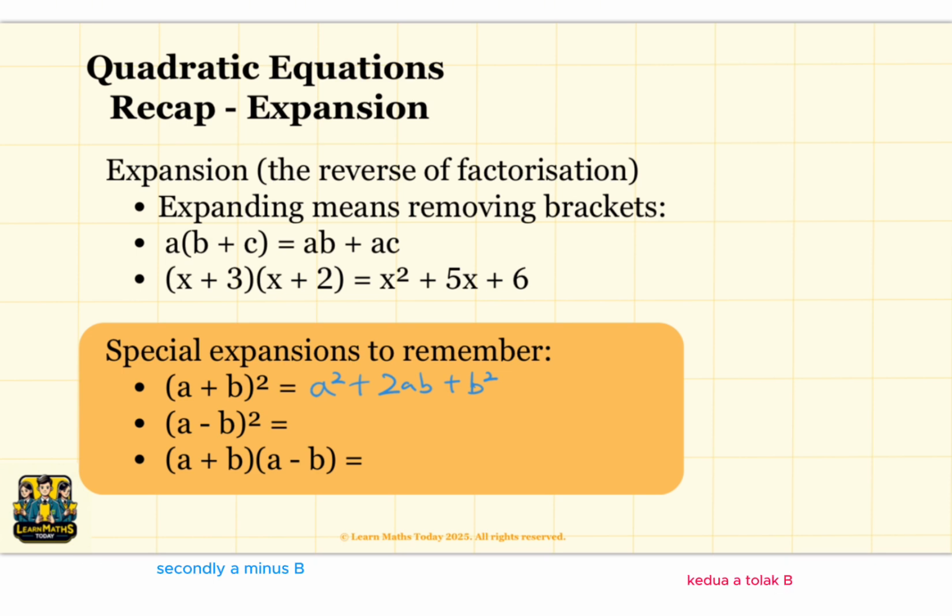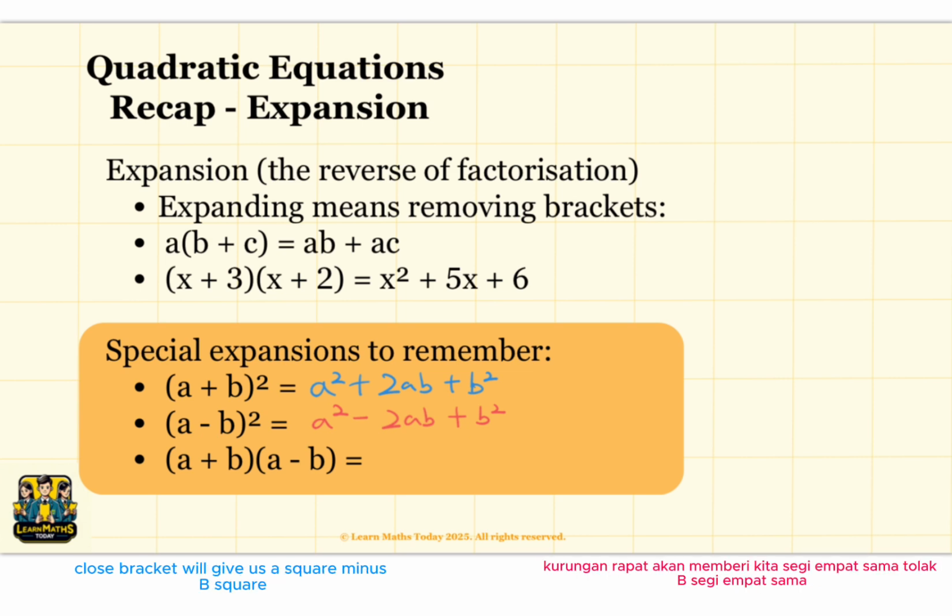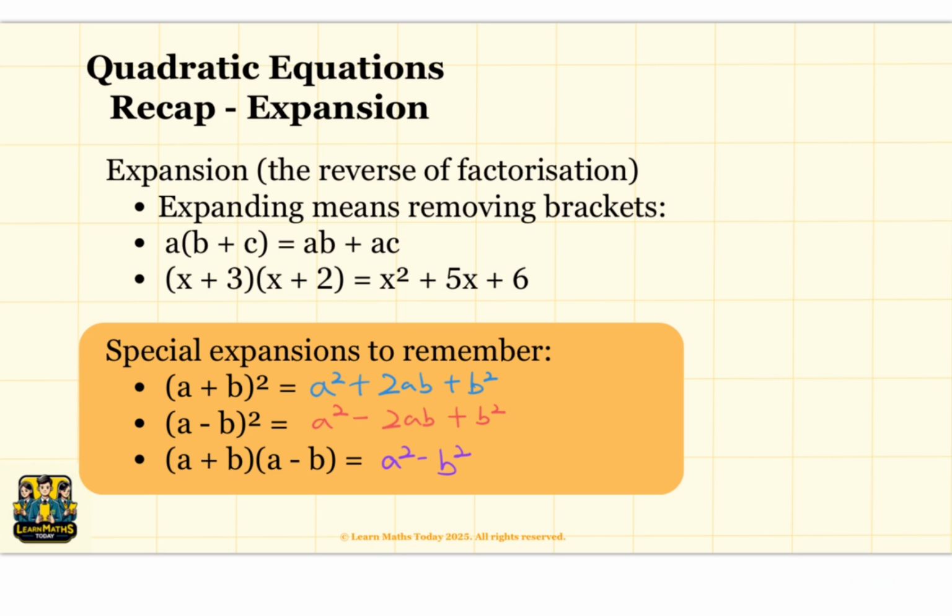Secondly, a minus b, if they are in the bracket, and if you square them, will give us a squared minus 2ab plus b squared. Notice that the middle term is negative. And lastly, if you have open bracket a plus b close bracket multiplied by open bracket a minus b close bracket, it will give us a squared minus b squared. This is known as the difference of two squares.